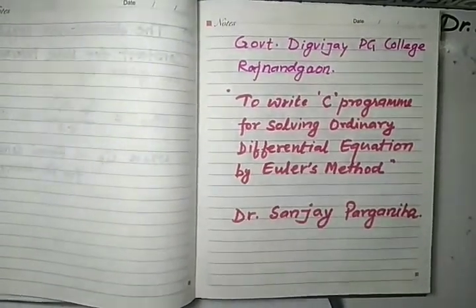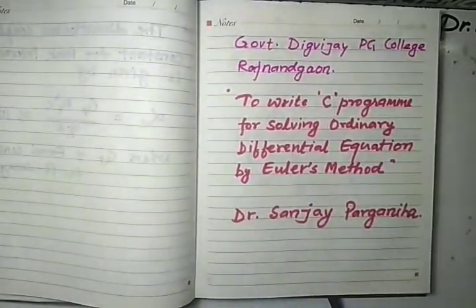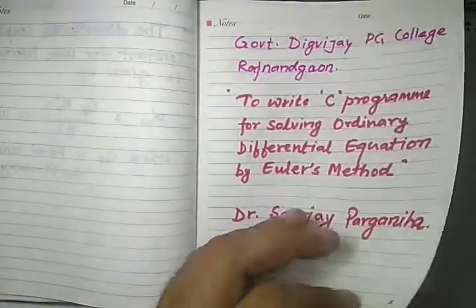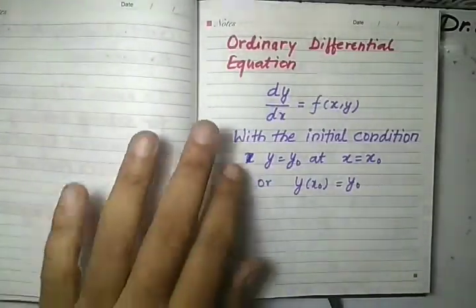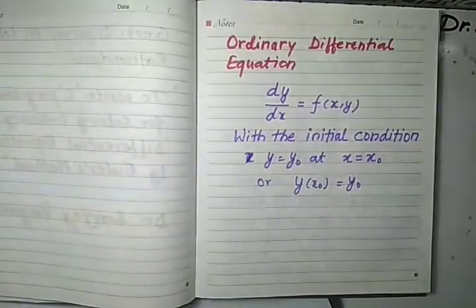And this is the experimental video. The experiment is to write the C program for solving ordinary differential equation by Euler's method. Now, first we would like to define the ordinary differential equation, what it is.